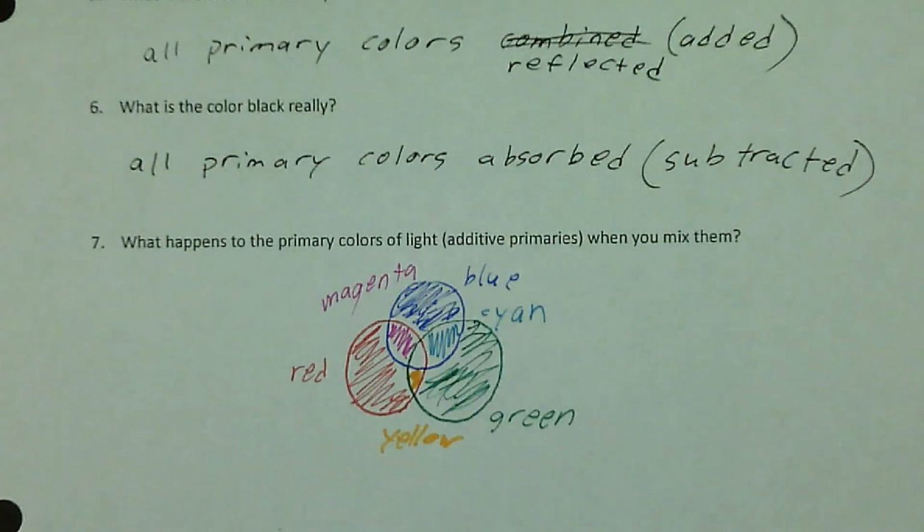Correct. If you mix paint together, it's always going to get closer to black. It's never going to get closer to white. Why? Because it's subtractive. We'll talk about that in a second, actually.